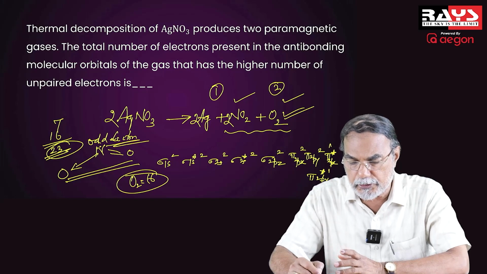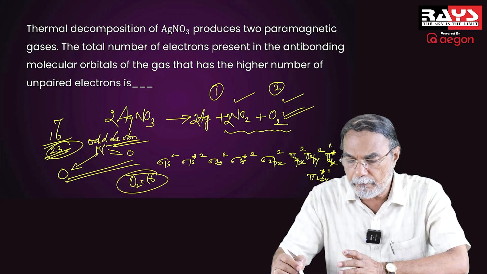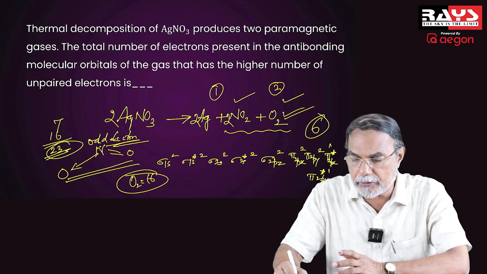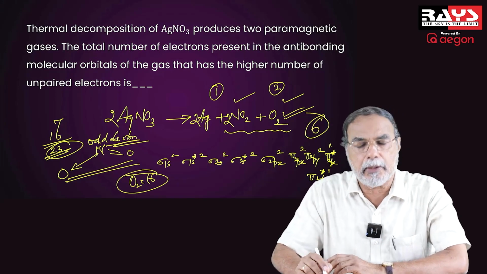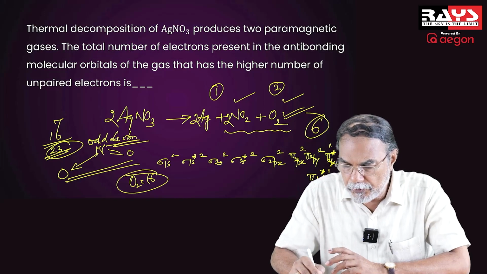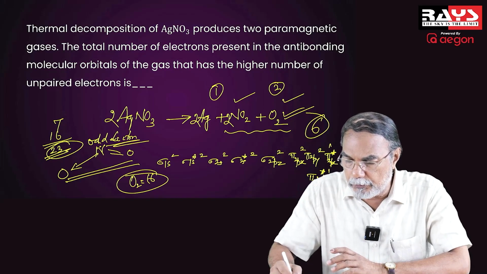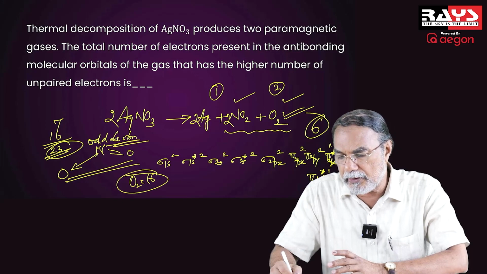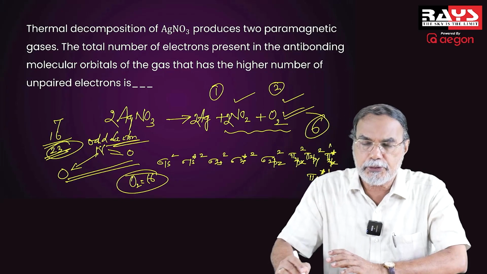So, antibonding: 2 plus 2, 4, plus 2, 6. So, you have 6 electrons in the antibonding molecular orbitals. Sigma 1s star 2, sigma 2s star 2, then pi 2px star 1, pi 2py star 1. So, making a total of 6 electrons.